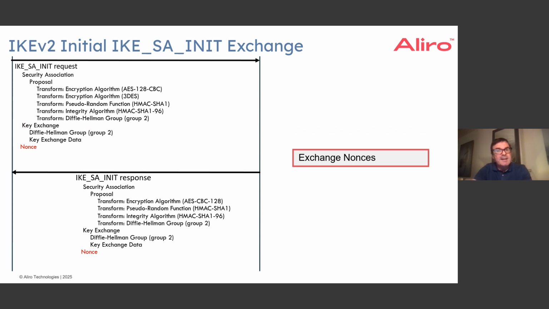And finally, the IKE init exchange is used to exchange nonces. And these nonces are random numbers that are mixed into the key derivation function to prevent replay attacks.